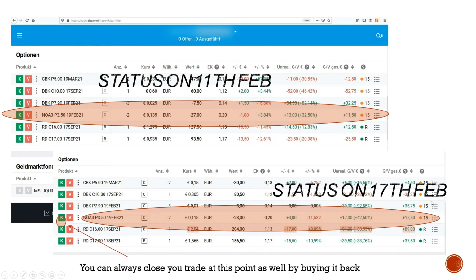On 17th, 2 days before expiry, the same contract was giving me 15.50. I would need to buy back this contract, and the overall profit would have been only 15.50 euros for these two contracts. I could have closed this trade at this time by buying it back from here, and then of course my total profit would have been 15 euros and 50 cents for these two trades.